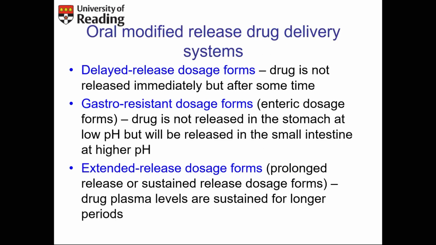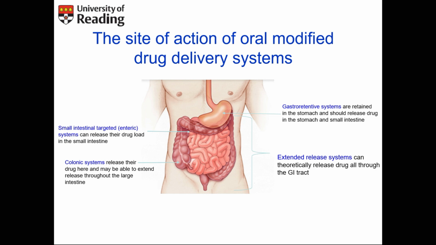And in the next lecture, covering oral modified release drug delivery systems, you need to know 3 classes of these systems, such as delayed release dosage forms, gastro-resistant dosage forms, and extended release dosage forms. Then you should have an understanding of the sites of action for oral modified drug delivery systems, where the gastroretentive systems will be targeting the stomach, being more retained in the stomach.